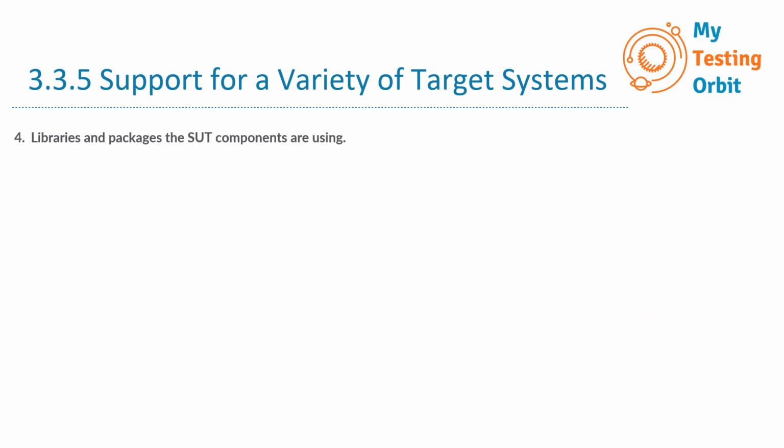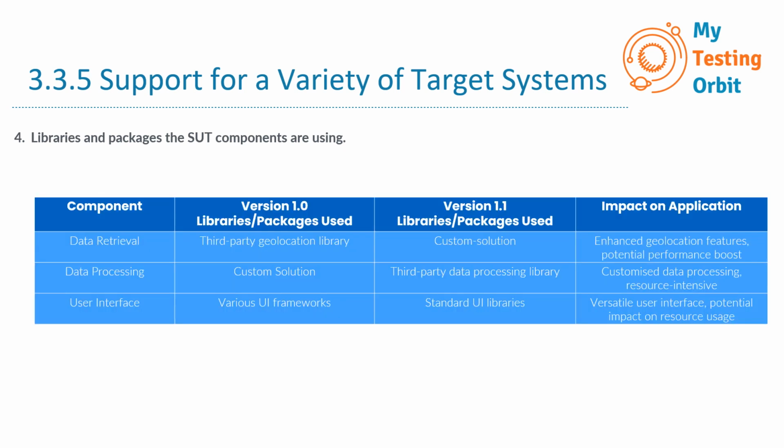Number 4, libraries and packages the SUT components are using. Okay, so in this table, the first column lists the specific software components within the SUT. Then the second column specifies the libraries/packages used for each component in version 1.0 of the application. Then the third column specifies the libraries/packages used for each component in version 1.1 of the application. And the fourth column outlines how the choice of libraries and packages impacts the application for both versions.